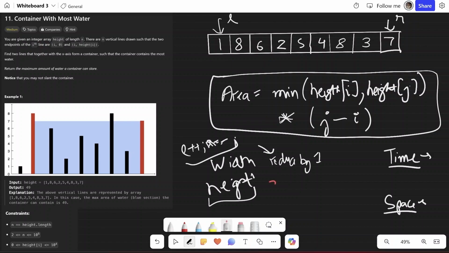What is limiting our height here? For example, when we calculate this particular area, which of these two lines is limiting us from getting more area? Is this L or R? Yes, it is L. Because if we don't move L, we'll keep getting these areas, these areas, these areas, and width will also keep reducing by 1. But if we move L rightwards, then area increases and we get this area.